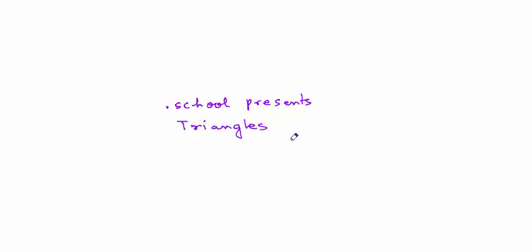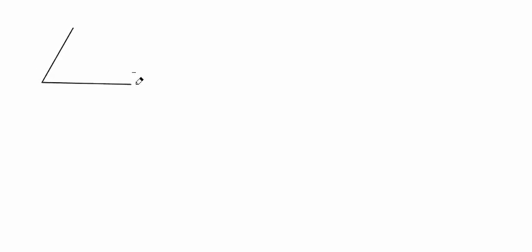Dot school presents triangles. I'm sure you know what a triangle is. To define that formally, a triangle is a polygon with three sides and three angles in it. There are a few special types of triangles you want to know about.